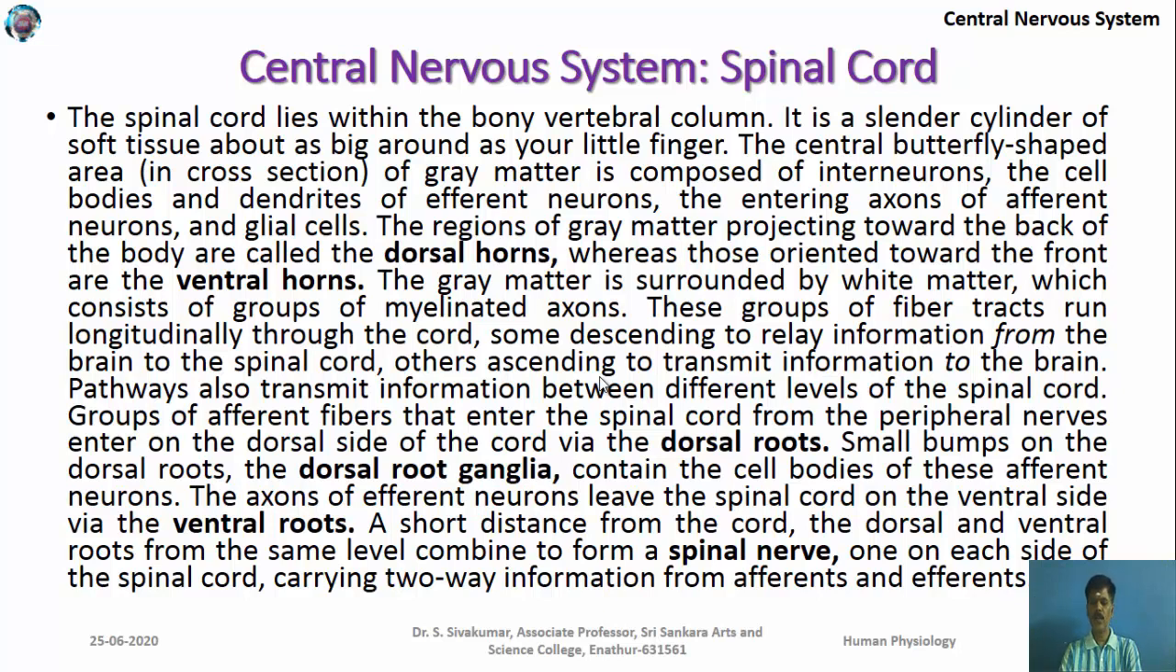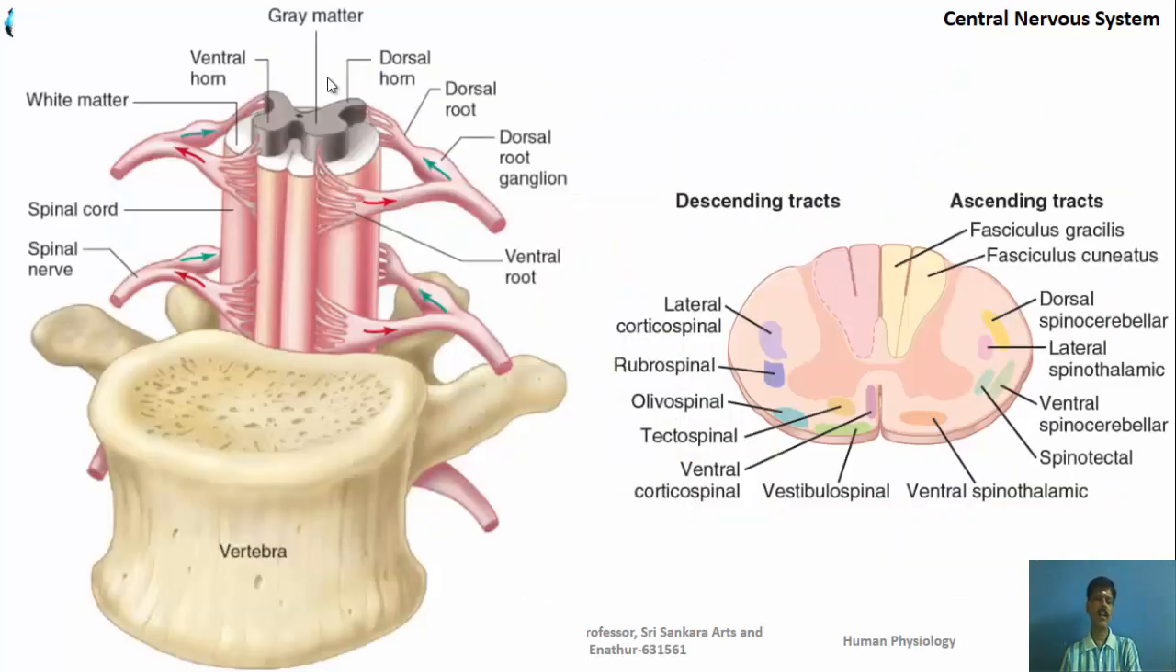tissues. Okay, so this is the structure of the spinal cord. You can see the gray matter, which is in the shape of a butterfly. This has a dorsal horn, which is the outer region, and a ventral horn, which is known as the inner region. The nerves that come out of the dorsal horn are known as the dorsal root, and the ventral horn gives the ventral root, and these two, dorsal and ventral, combine to form a nerve fiber.